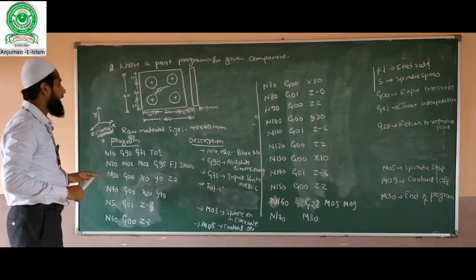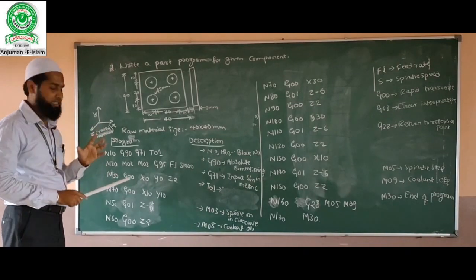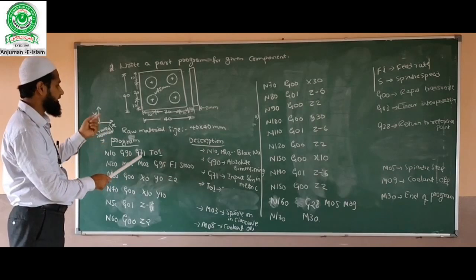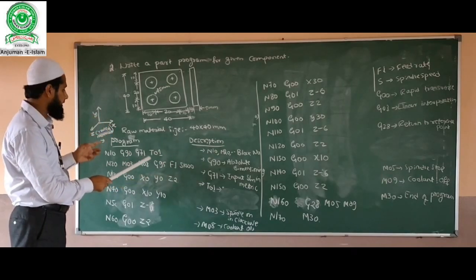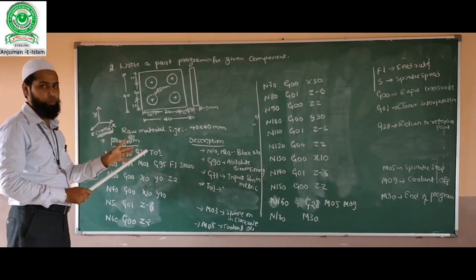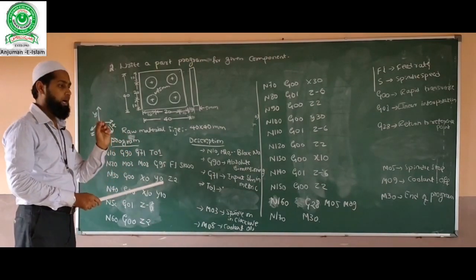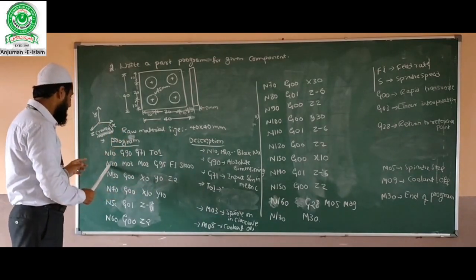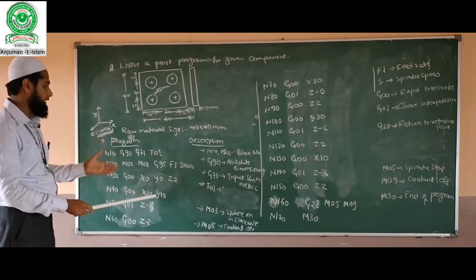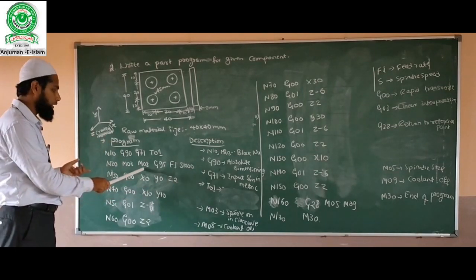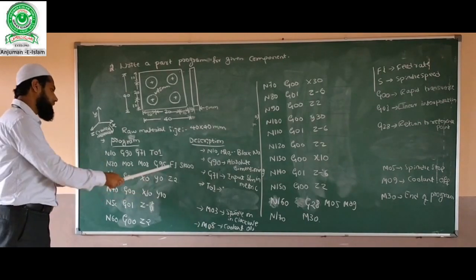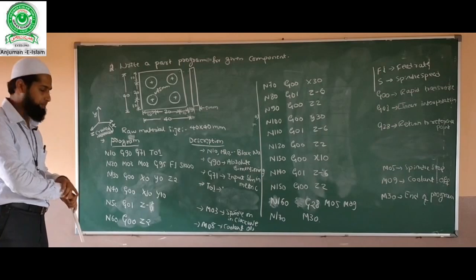Here first we set the machine. N10 is the first block, G90 is absolute dimensioning, G71 is input system in metric. T01 is not a single tool. Here T01 is for a grooving tool, here in milling. The next block is N20, M03, M08, used for spindle on and coolant on, and metric mode. Sorry, feed rate in mm per revolution. Here are the feed and speed of the spindle.